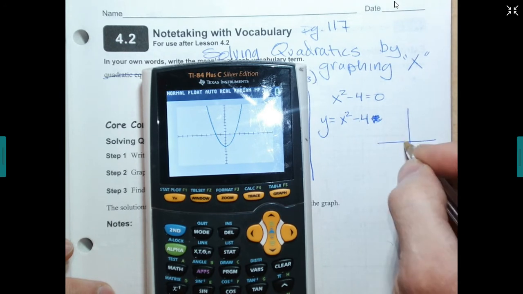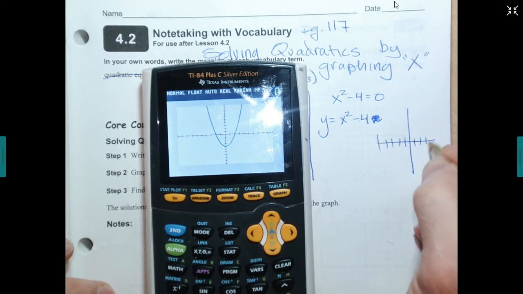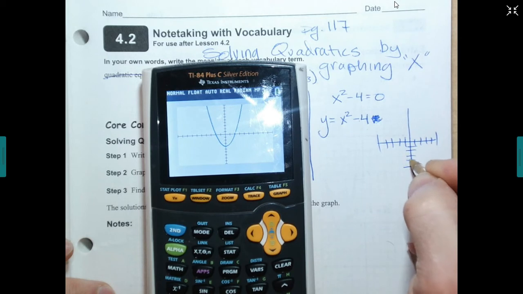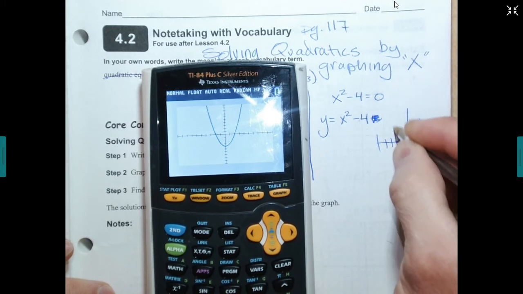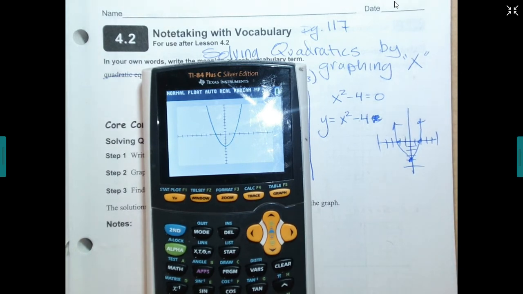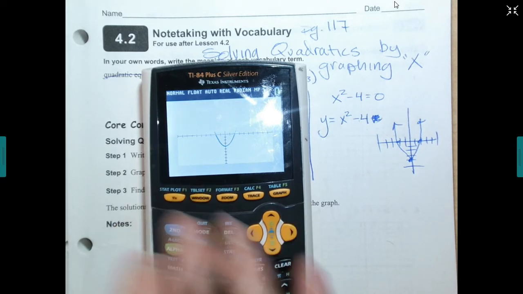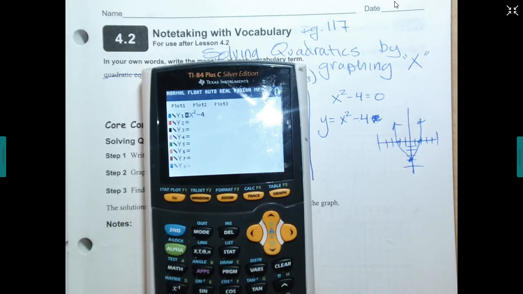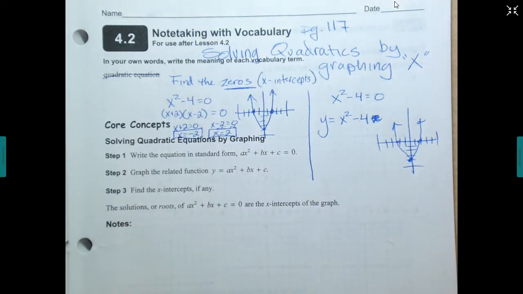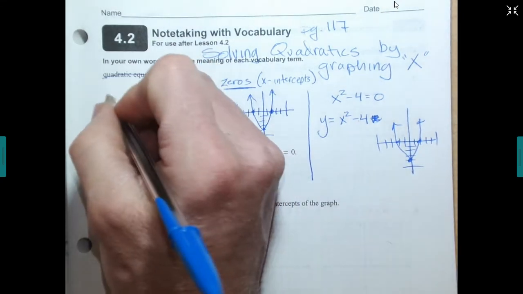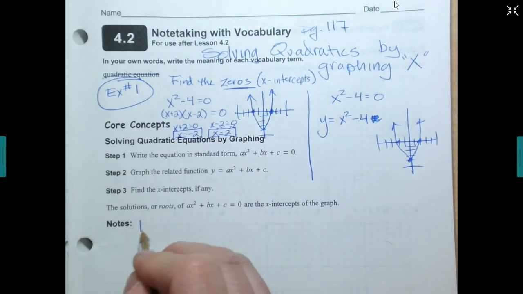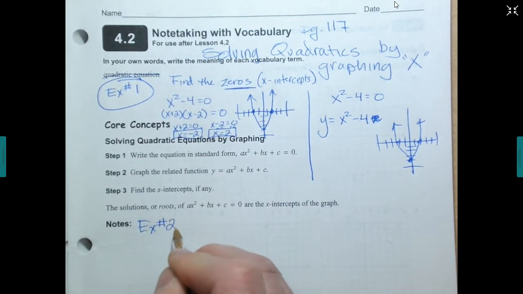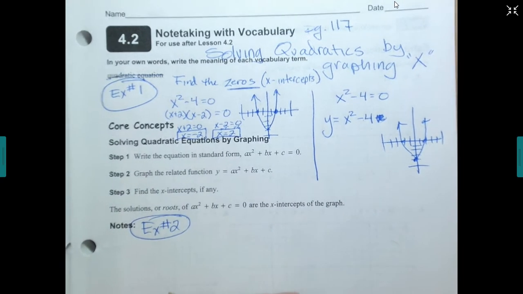So I look at this and I graph it just like it looks in the calculator. Pretty straightforward, right? All right, so there goes example 1. Now let's check another example. Example number 2.